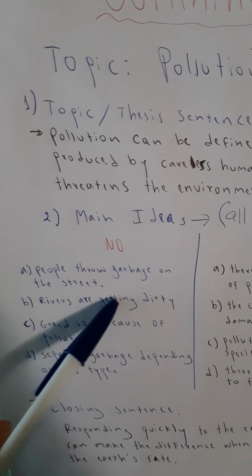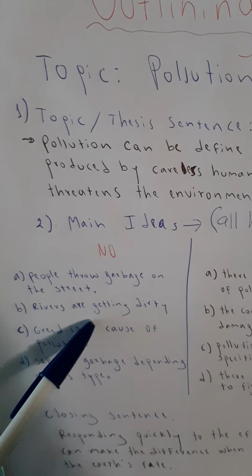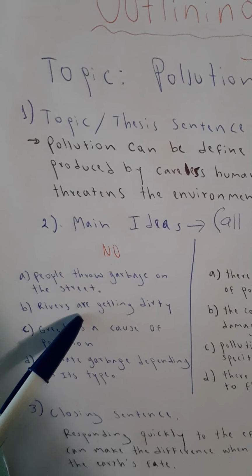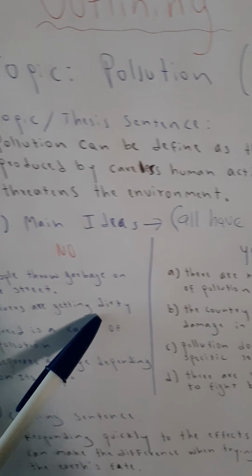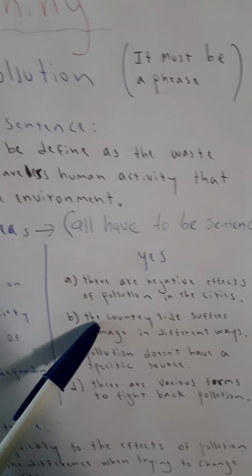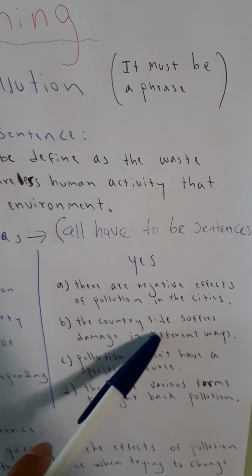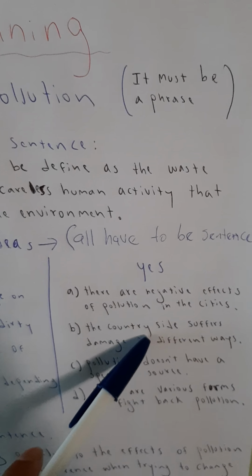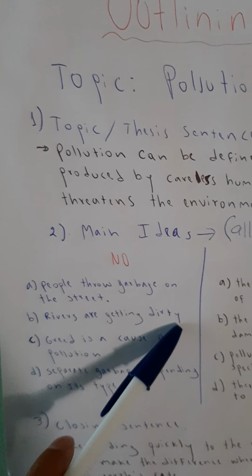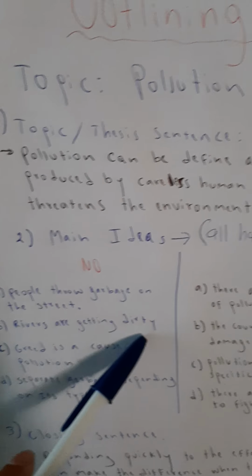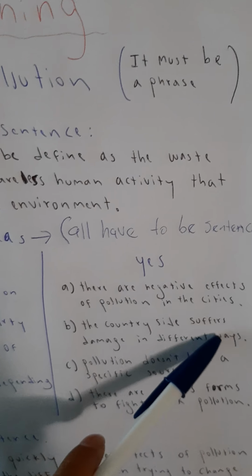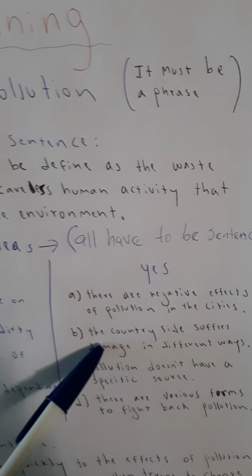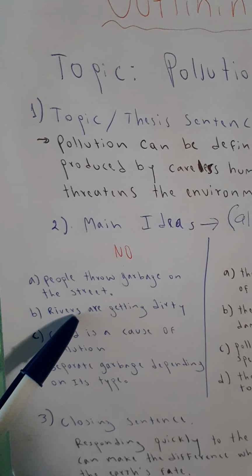Look, rivers are getting dirty. That sounds good as a main idea, but it's too specific. So instead of saying this, you can say, the countryside suffers damage in different ways. One of those ways is that rivers are getting dirty. So this is a supporting detail for this. So you see how this is more general than this.